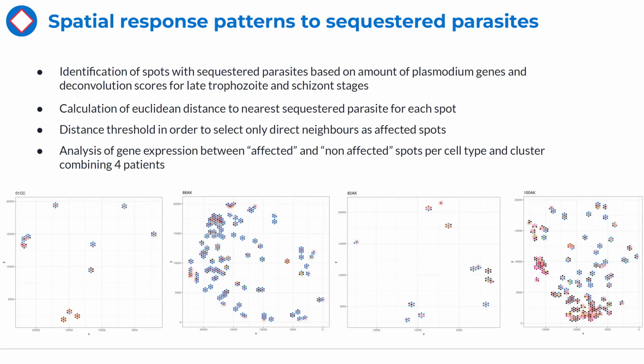Good. Just a clarification. These are erythrocyte stages of the parasite. So here, it's not a single parasite, it's an infected erythrocyte that is sequestered with the parasite inside.